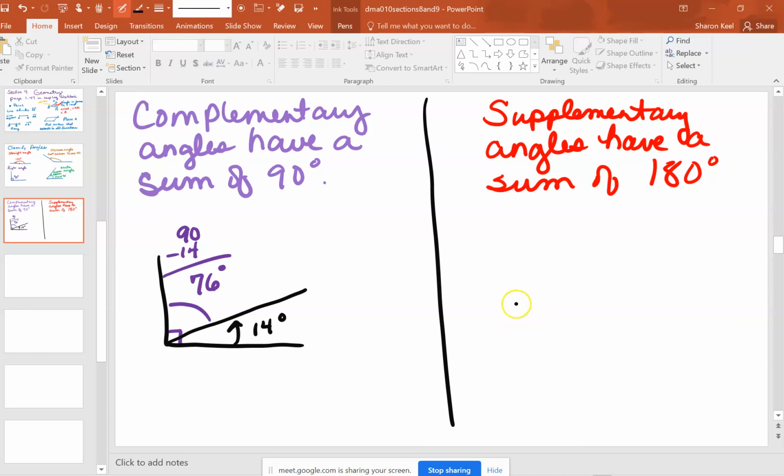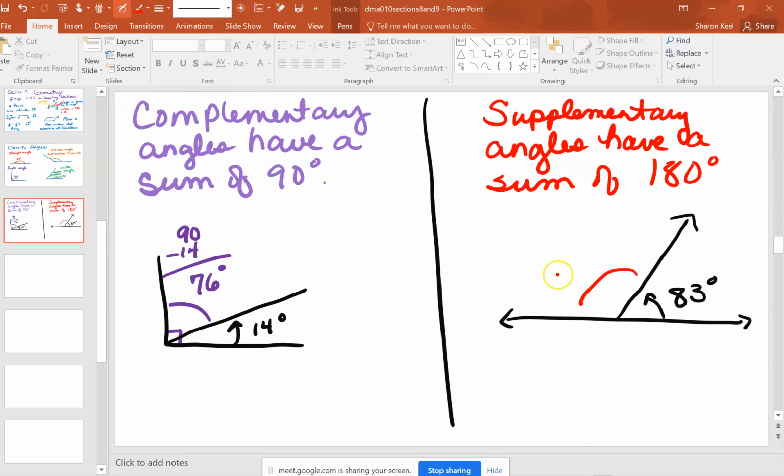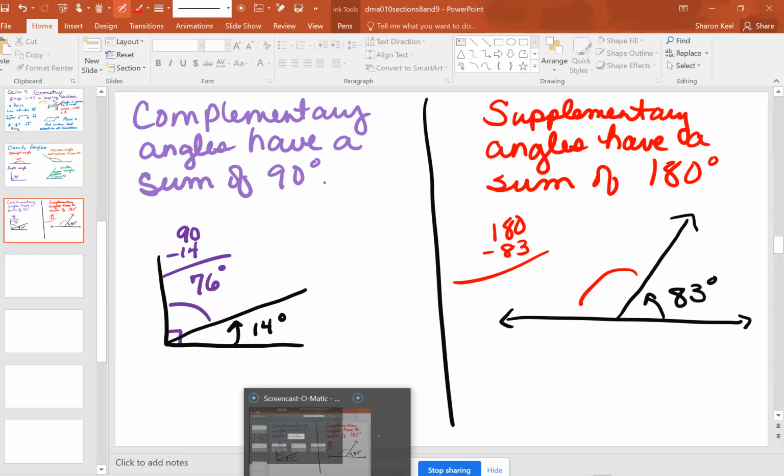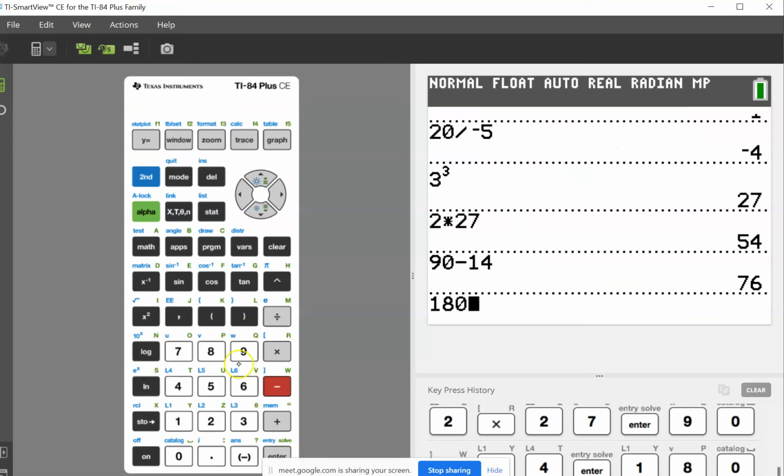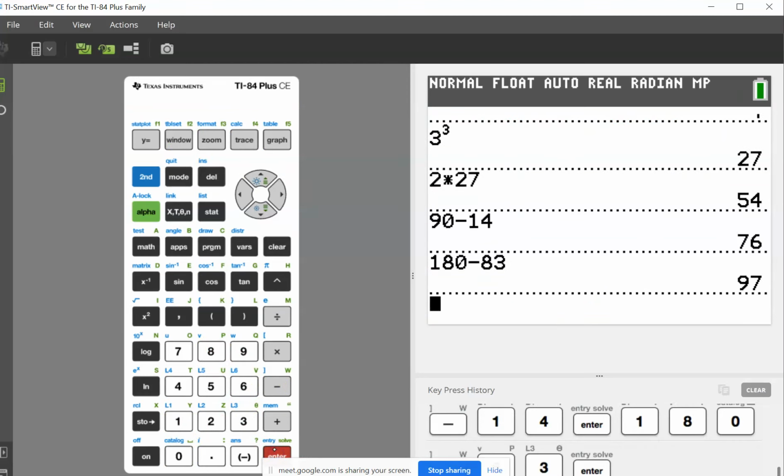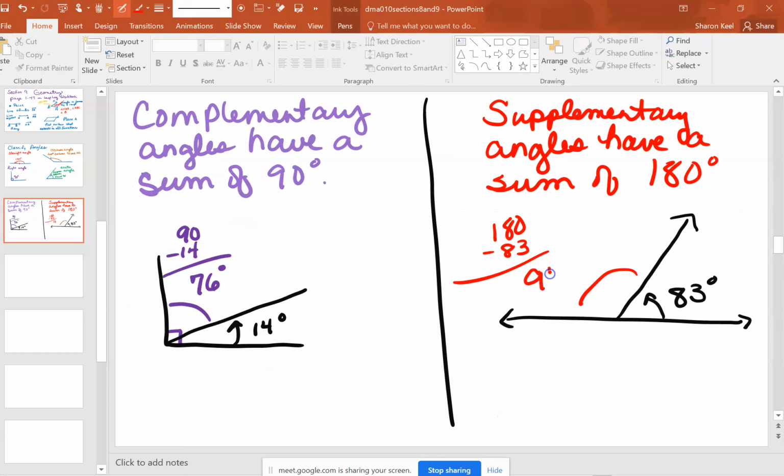This one is asking me to find the supplement of an 83-degree angle. Supplementary angles add up to 180 degrees. So let me mark this. If this side is 83 degrees, what is the measurement of the other side? To find this measurement, I'm going to take 180 and subtract 83. 180 minus 83 is going to give me 97. So the supplement of an 83-degree angle would be 97 degrees.